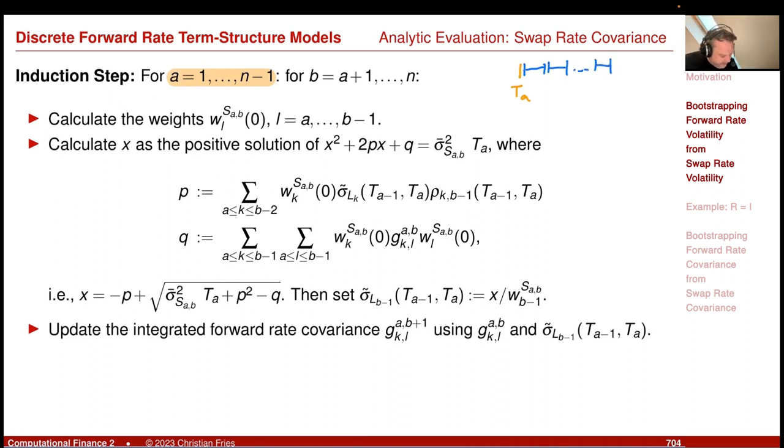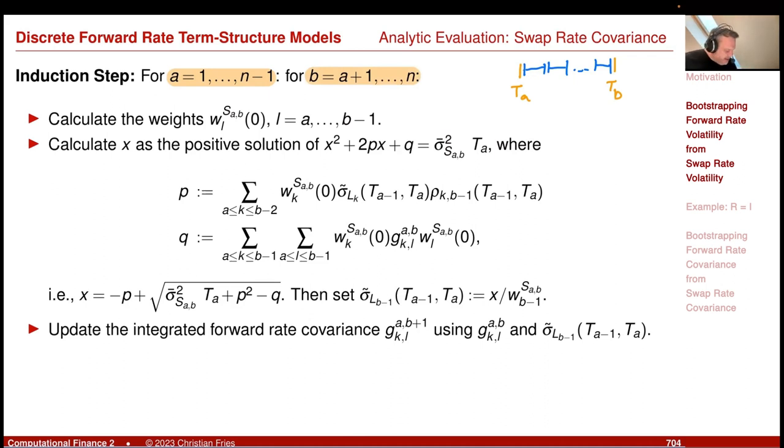And then we have the Tb. The b runs then, the first end is one period after the start. It runs from a plus one to n. So the inner loop runs over all the ends.